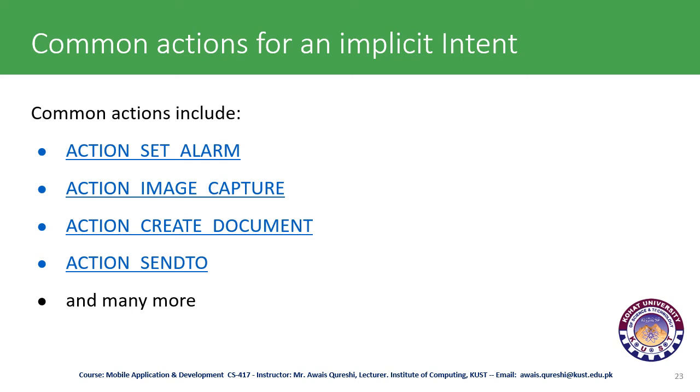So common actions for an implicit intent include ACTION_SET_ALARM. The underscore is not visible over here because this is underlined, so we assume that the underscore will appear over here: ACTION_SET_ALARM. These are common actions that we can send with implicit intents. ACTION_IMAGE_CAPTURE, and similarly we can see ACTION_CREATE_DOCUMENT, and the fourth one is ACTION_SENDTO. So try to see some common actions for an implicit intent on your own. There are so many actions available in an intent.